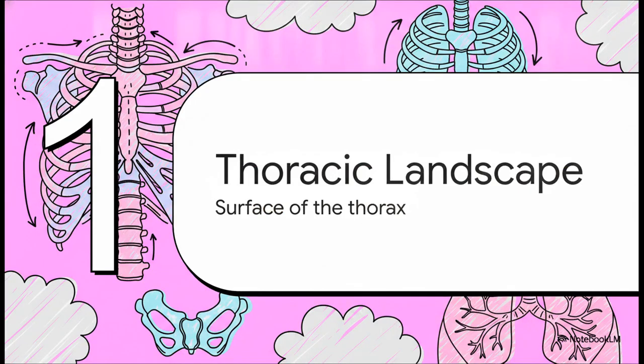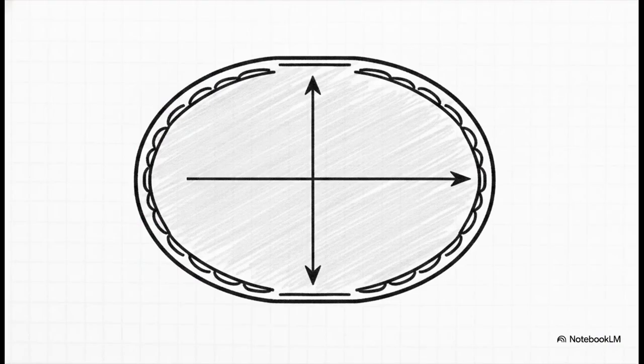Section 1. The thoracic landscape. Before we can even spot an abnormality, the absolutely crucial first step is establishing what a normal, symmetrical chest looks like. In a healthy adult, the chest is roughly elliptical in cross-section. The key here is that the anterior-posterior diameter, so front to back, should always be less than the lateral diameter, side to side. Clinically, you might hear this referred to as Hutchinson's index, which normally sits at a ratio of about 5 to 7.